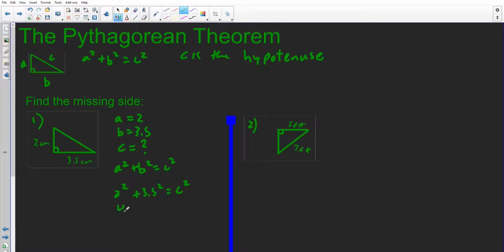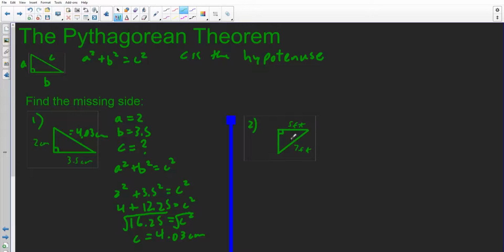So 4 plus, let's see, 12.25 is equal to c squared. So then 16.25 is equal to c squared. We're going to take the square root of each of those. So then c is equal to 4.03 centimeters. So that's how long that side is. That side is 4.03 centimeters.